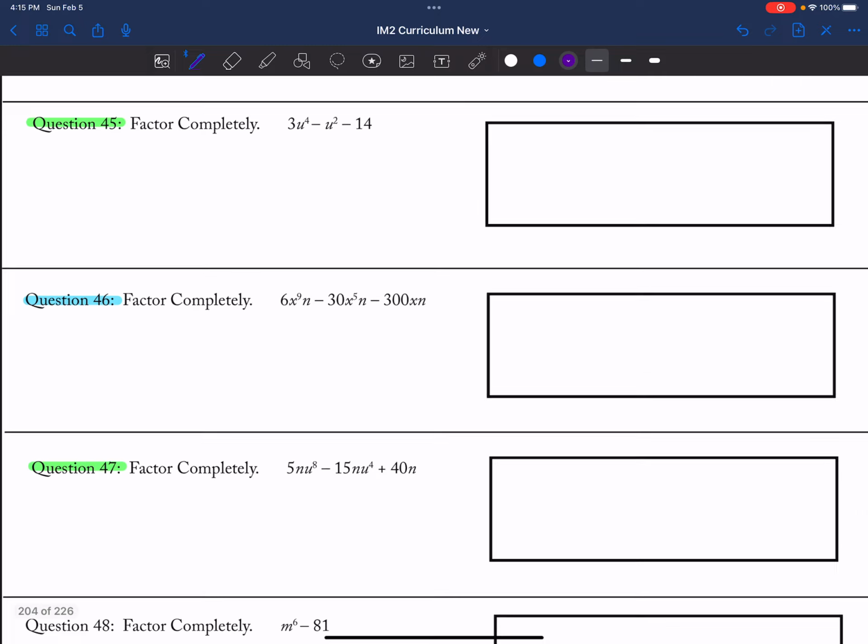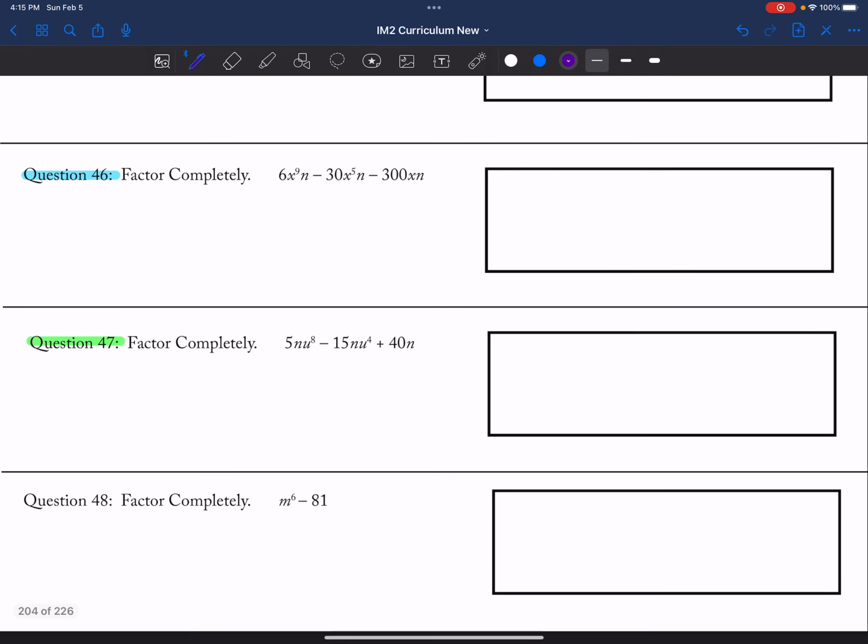Okay? All right, so 46. Ooh, that's a big one. Okay, so let's see. I would factor out an x and an n and a 6. 6xn. So that would leave me with an x to the 8th plus 5x to the 4th, and then minus, you have your 300 divided by 6, which is 50. Okay. Erase our arithmetic. Okay.